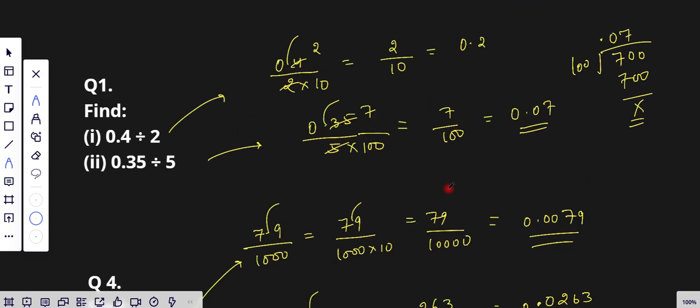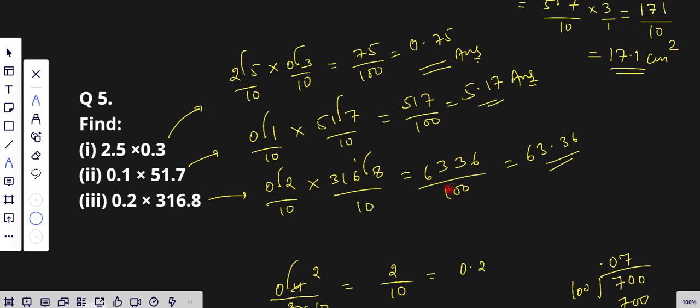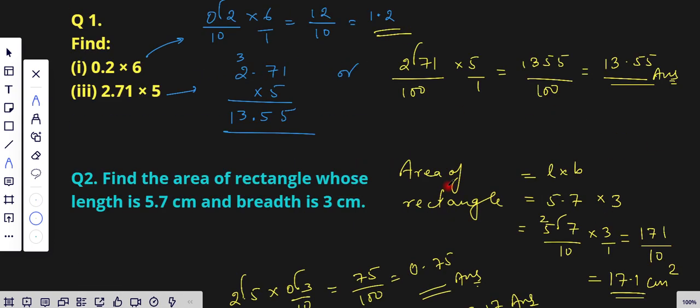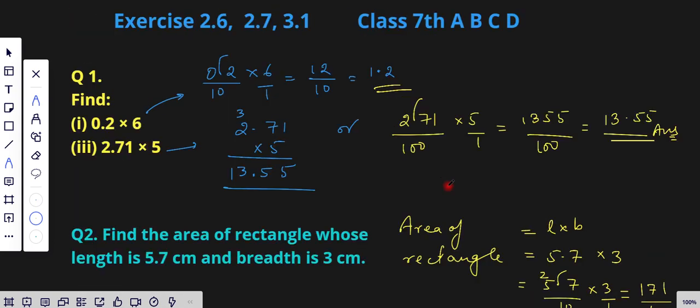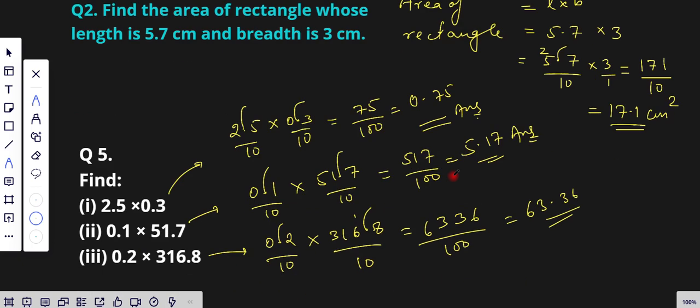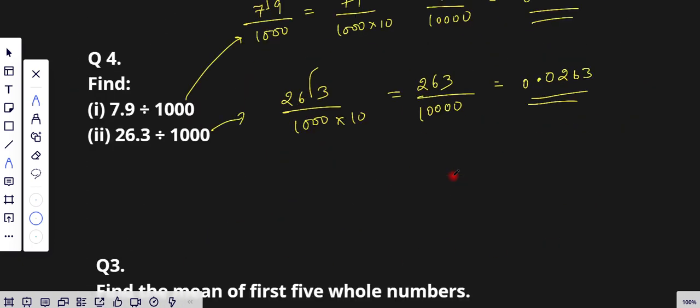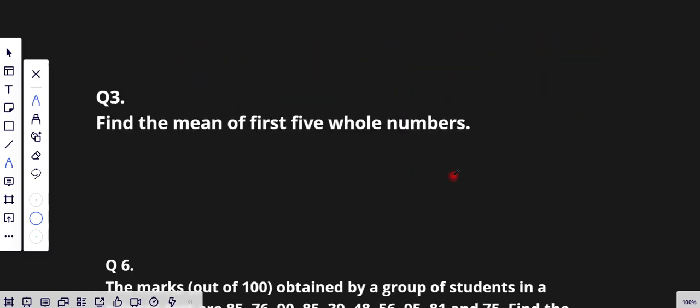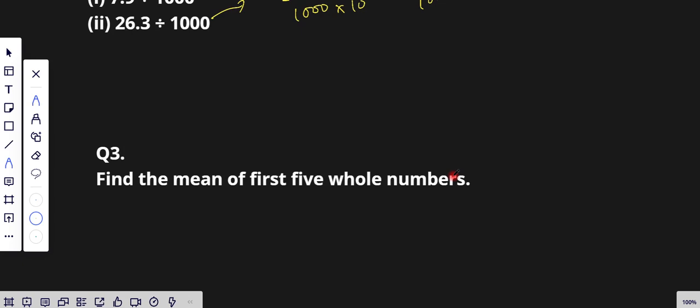I hope all these questions are easy. I don't think you have any problem with this, but if you have any doubt, you are free to ask me in the Zoom session. But before that, you all need to watch these videos better. Now I'm going to start some questions of exercise 3.1, which is data handling.